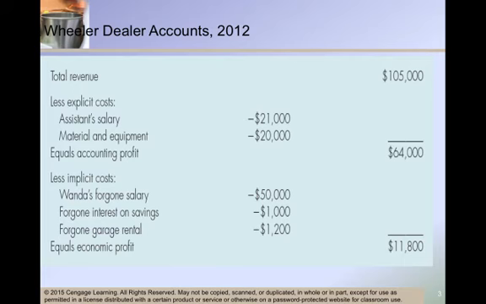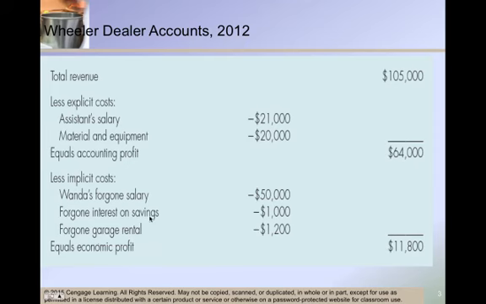So let's look at Wanda's implicit costs. Well, she left her job where she was making $50,000 a year. If she didn't start up her own company, she'd still be getting $50,000 worth of paychecks. She left that job, so that's an opportunity cost. That's an implicit cost. You're not going to see that on the accounting statement for Wheeler Dealer Productions, but it's still a cost nonetheless in a very abstract way, so we consider it an implicit cost.